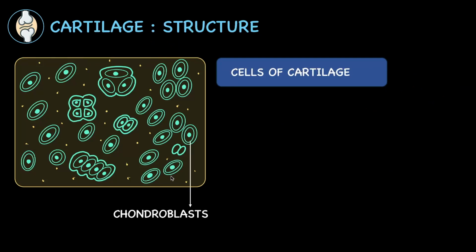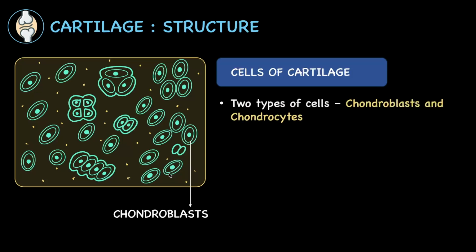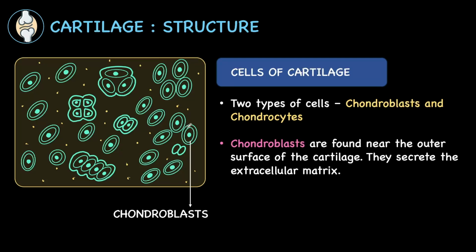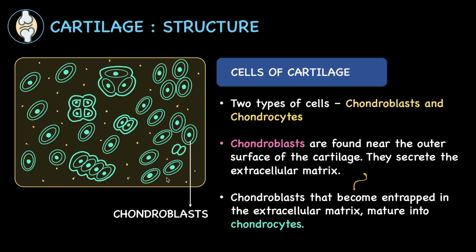Now, when we look at the cells of the cartilage, again, there are two types of cells. We have chondroblasts and chondrocytes. Now, chondroblasts are often found near the outer surface of the cartilage and they are responsible for secreting the extracellular matrix. And as they secrete the extracellular matrix, the chondroblasts will mature and become chondrocytes. And these chondrocytes will divide and cluster together to form lacunae. Overall, the main function of the chondroblasts is to create new cartilaginous tissue, while the job of the chondrocytes is to maintain it.